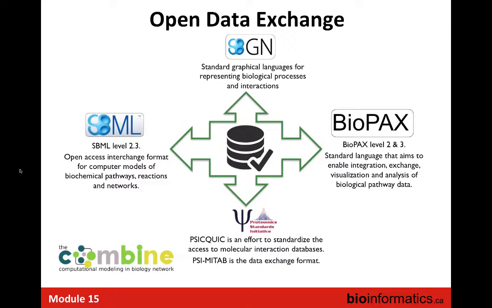So there are 4 types I'm going to talk a bit more about. Just now, SBGN, the Systems Biology Graphical Notation. Basically, it's a standardized format for representing biological processes, pathways, and interactions.